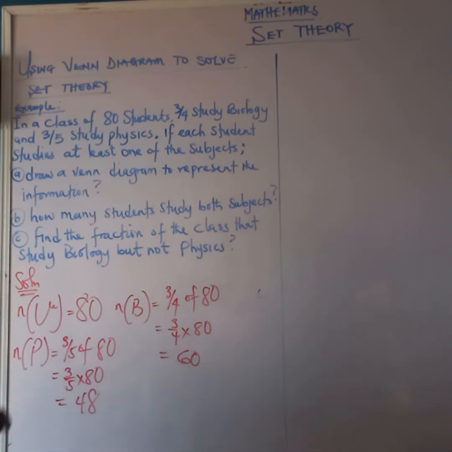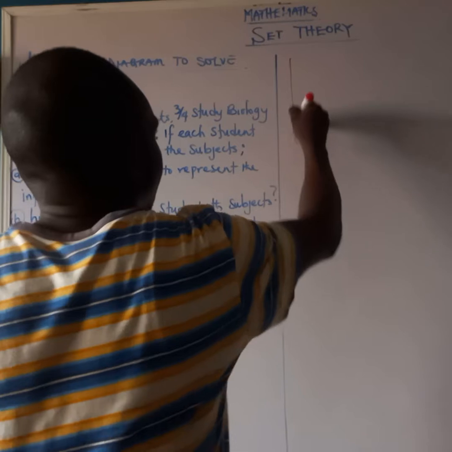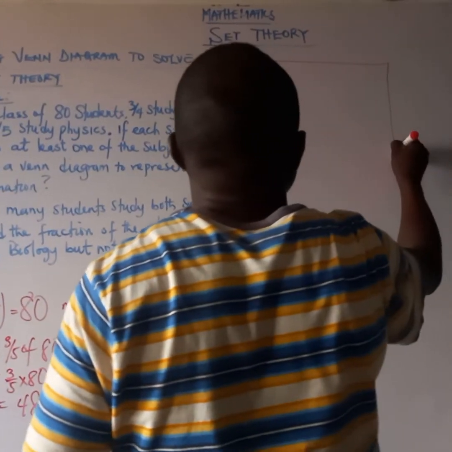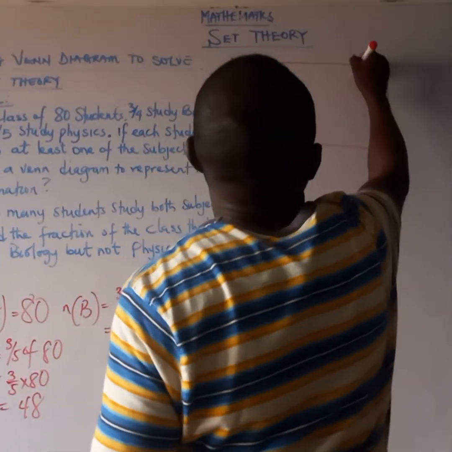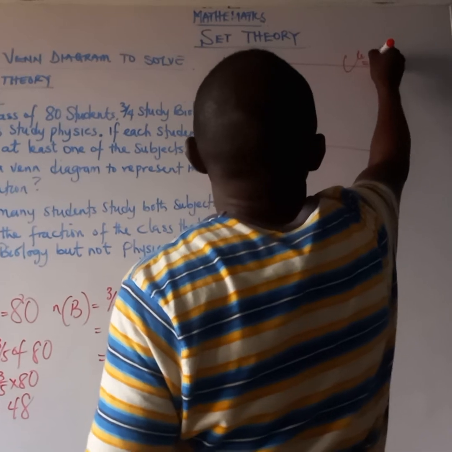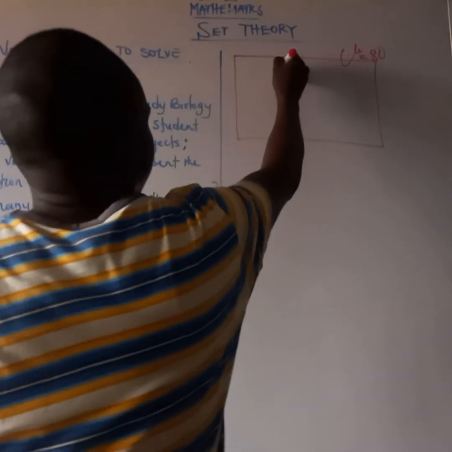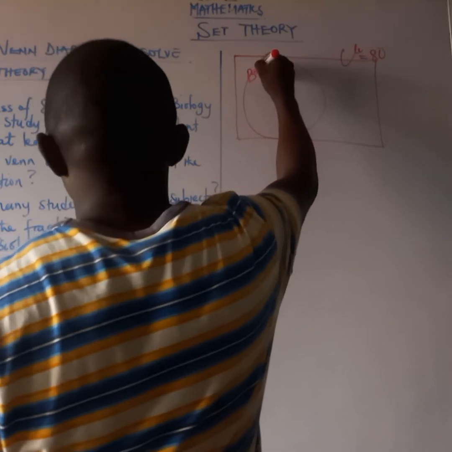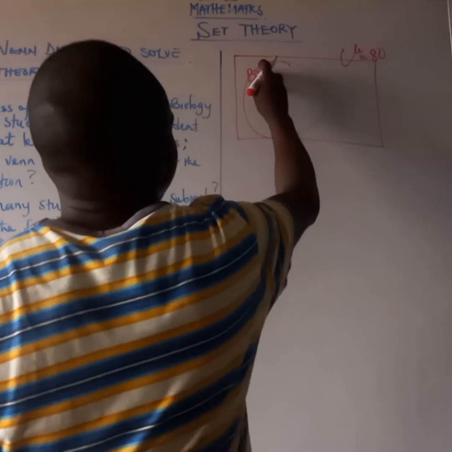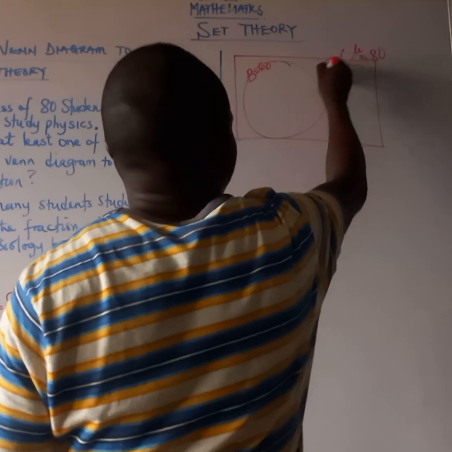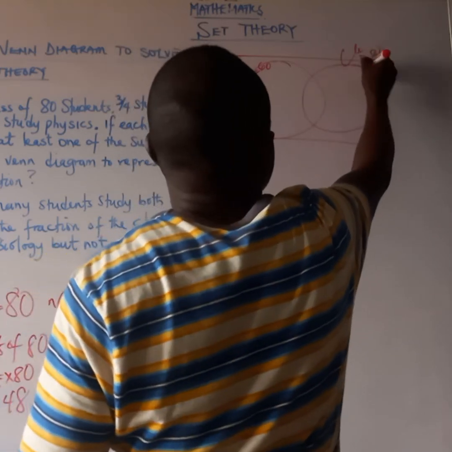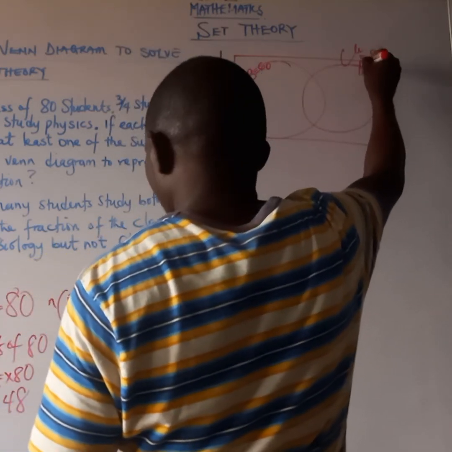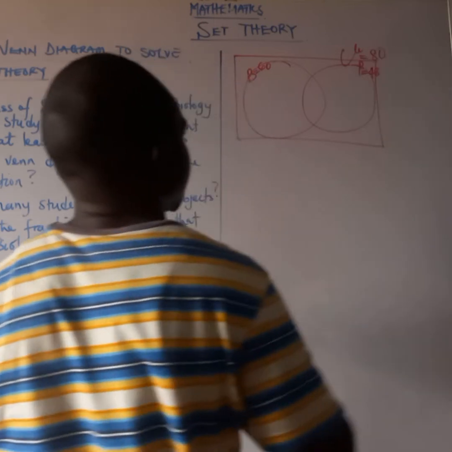Now, having done that, we are going to represent this on our Venn diagram. We have our Venn diagram in a rectangular form, with the universal symbol, which is 80 students. Then we have this circle representing the number of biology students, which is 60 students from the class. Then we have another circle representing the physics students, which is 48 students.